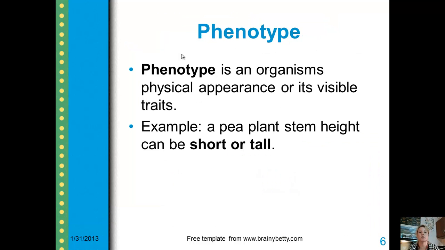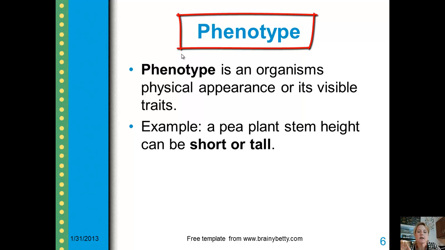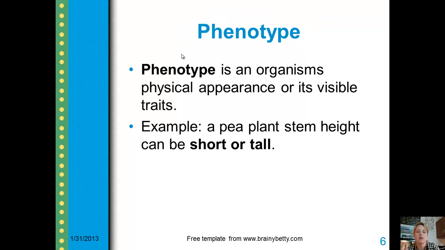All right, these next two terms, phenotype and genotype, are related. Phenotype is used to describe the visible appearance of a trait, like having blue eyes or curly hair or a short pea plant. If you are asked for a phenotype, you should describe the traits in words, usually involving an adjective. Think phenotype, PH, means physical appearance.